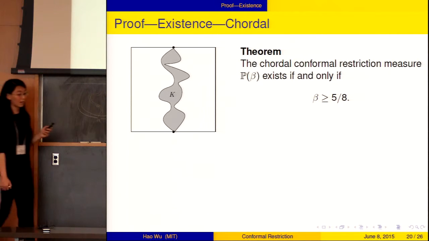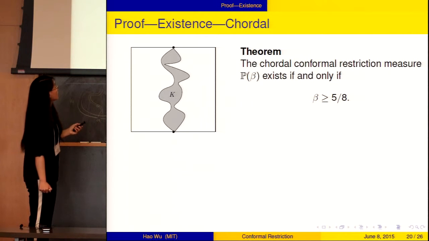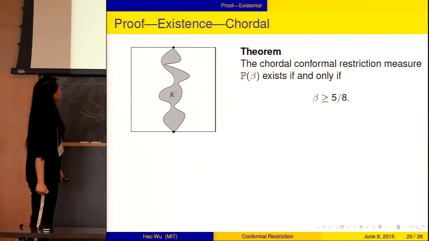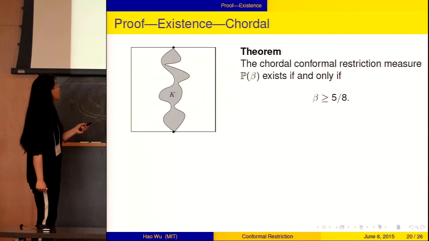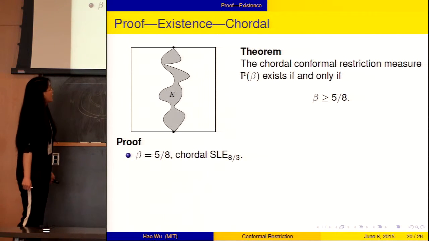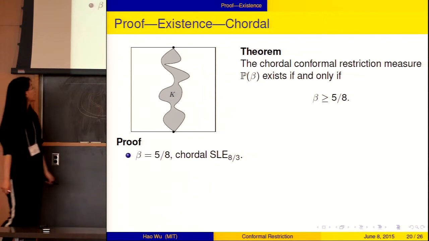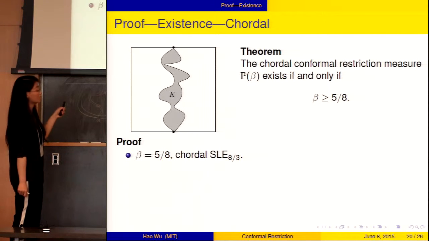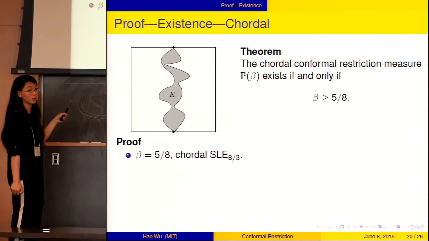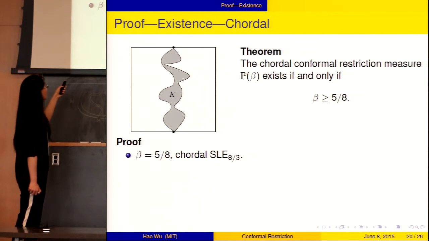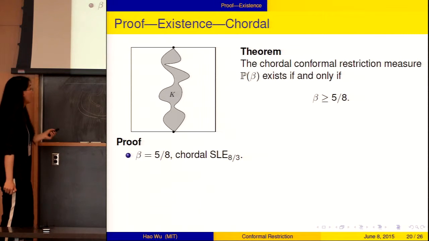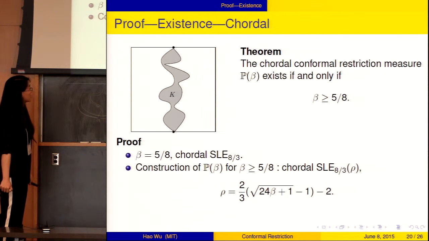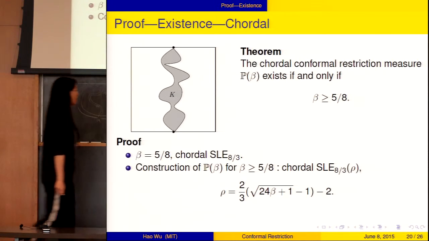And now we can talk about the idea of the existence part. For the existence part in the chordal case, the conclusion says the chordal conformal restriction measure exists if and only if beta is greater than 5/8. First of all, by a calculation for chordal SLE 8/3, we know that chordal SLE 8/3 satisfies exactly the conformal restriction property with the exponent beta equals 5/8. Note that this is the lower bound for beta. And then we can construct the measure when beta is greater than 5/8. So the idea is this.